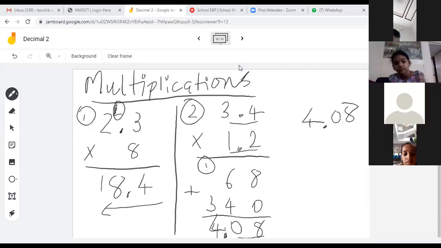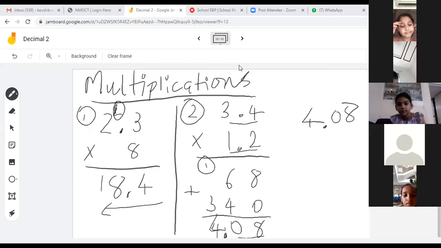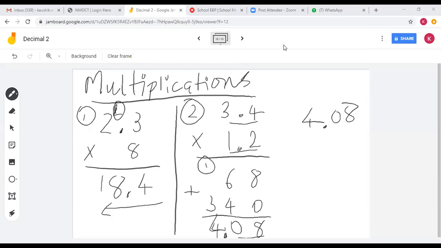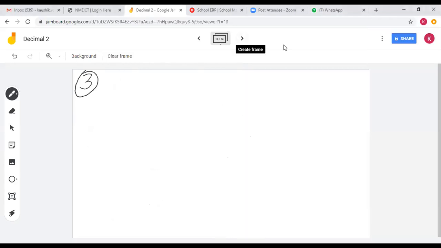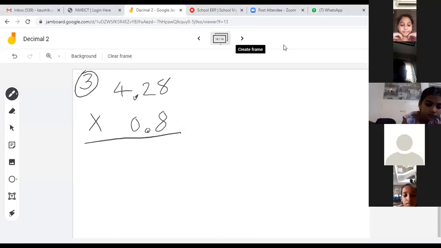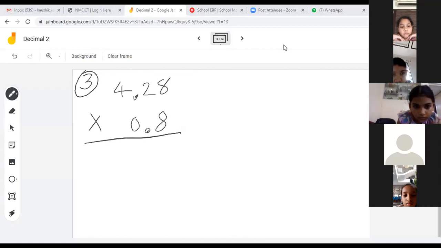Let's do one more example. We are going to the next one, number 3. Now pay attention. 4.28 into 0.8. Now this type of example can also come. All you have to do is count the decimal points. We will have to count the digits after the decimal points.